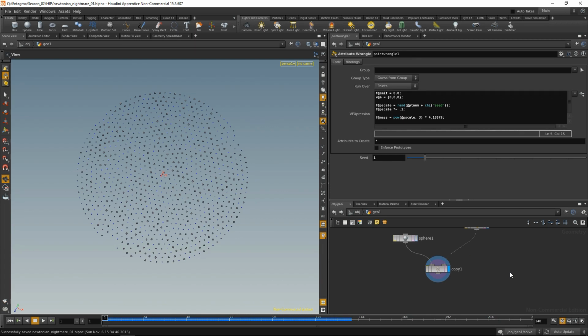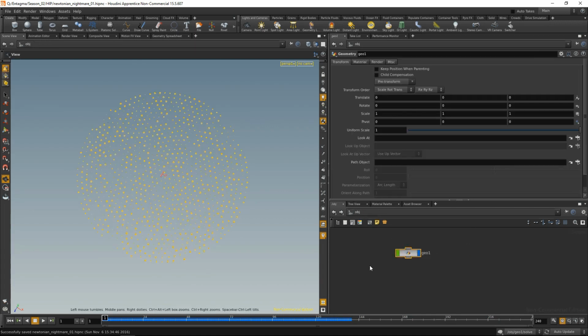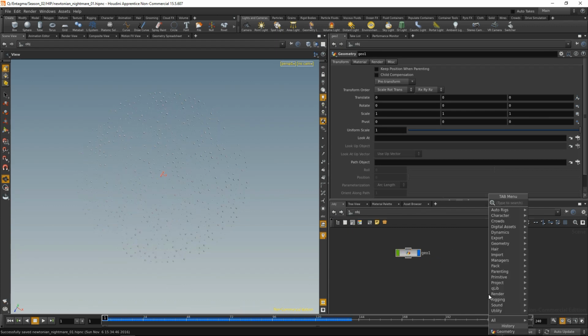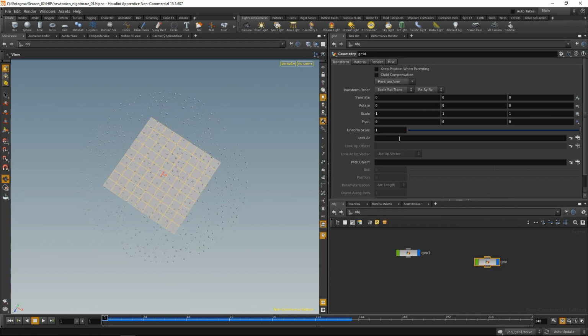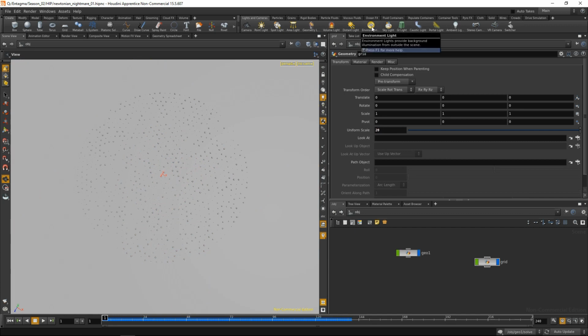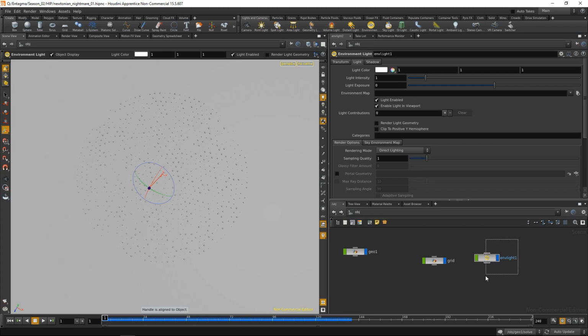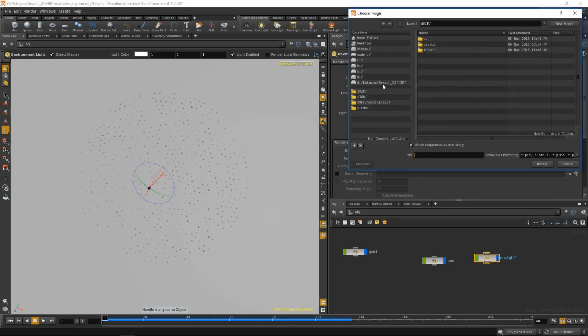So now that we have our initial simulation, let's talk a bit about rendering this. So I'm going to go up to the geo level, drop down a grid, scale this up a bit. Also, by control clicking on the environment light, I'm going to create an environment light and assign an HDR.